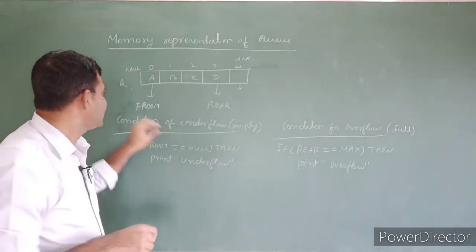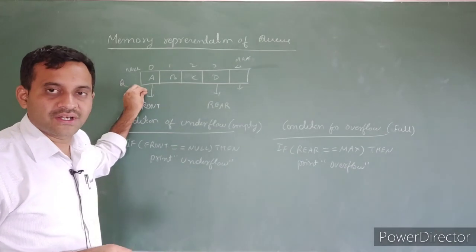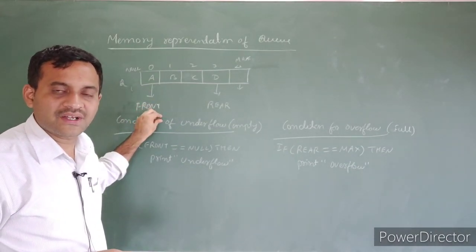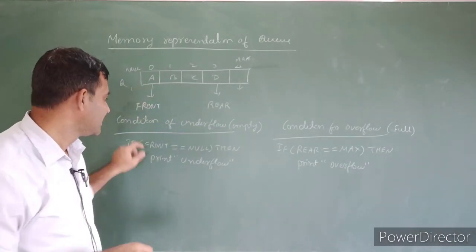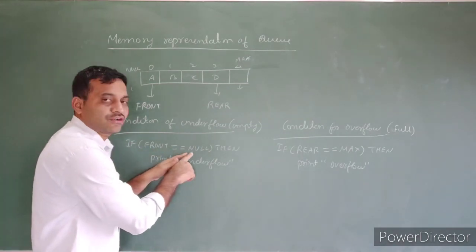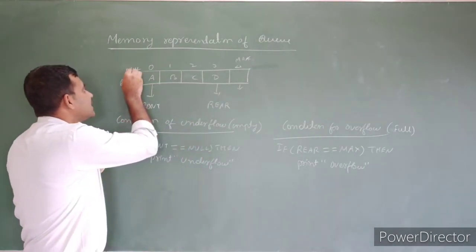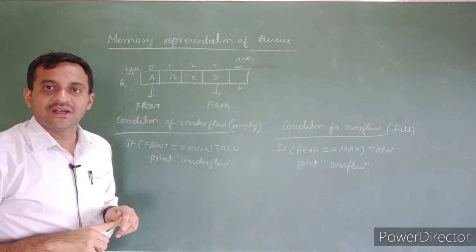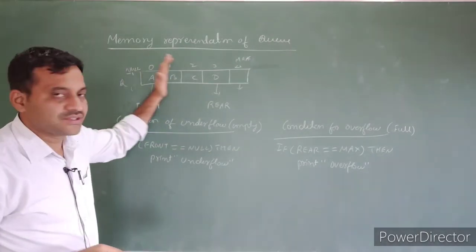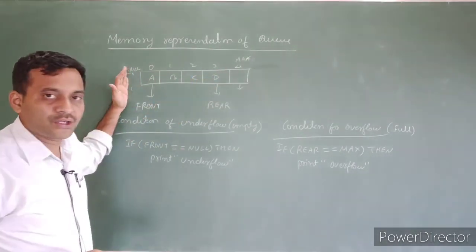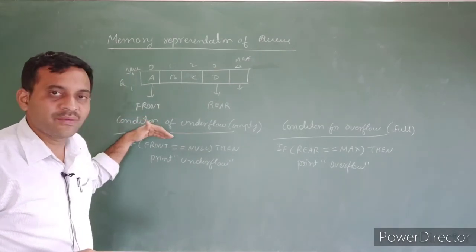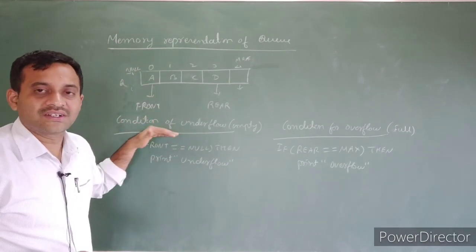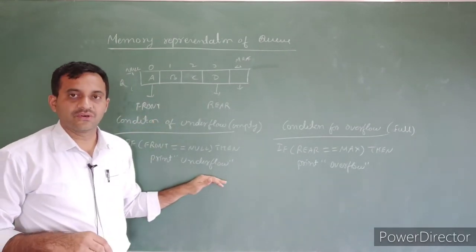If the front pointer is focused on a null pointer, see the condition, front is equal to null. Here null means it is a negative index value. We know that an array always starts from 0. If it is a negative index value, it means there is no element in the queue. That condition is called underflow.